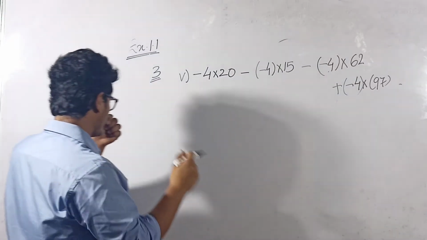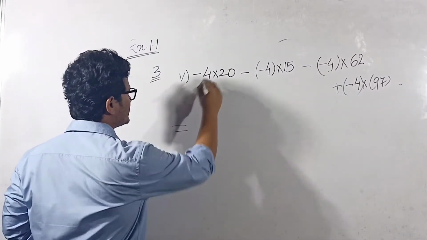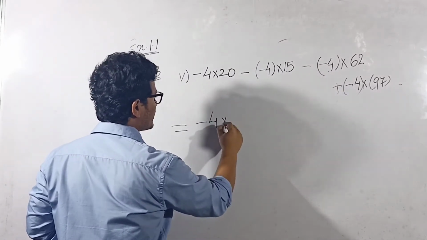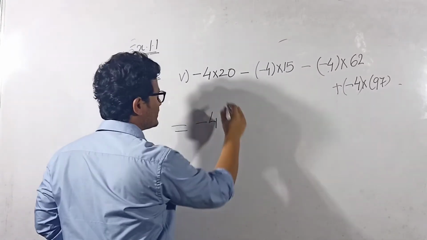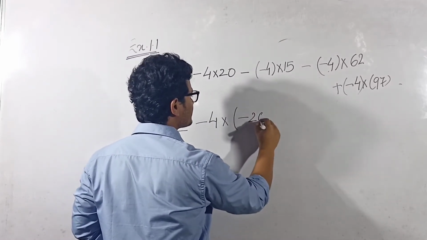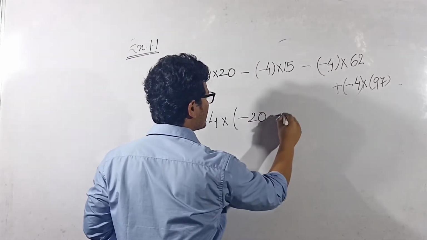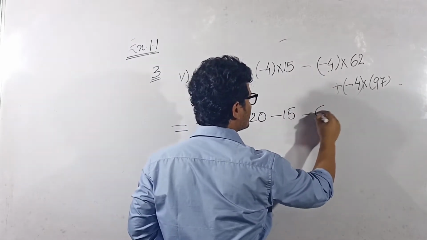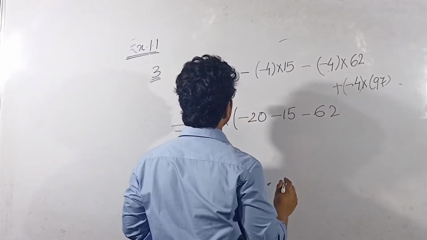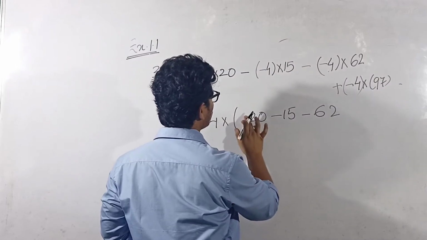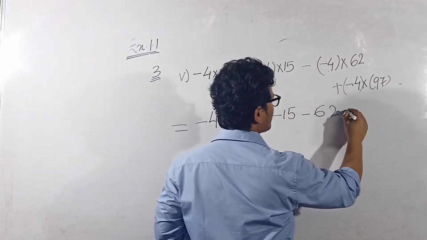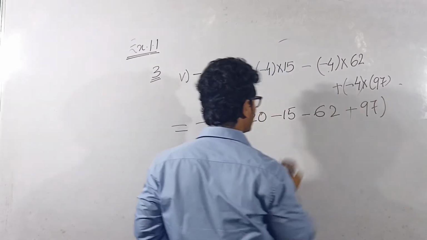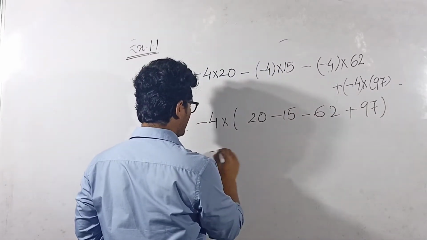So now students, you see what we can take common from all this? We can take -4 common. Yes or no? Now what you can do is, we can write here 20. Here what we will get? -15. Here what we will get? -62. Oh sorry, here it will be 20, not -20. Here we got plus 97.